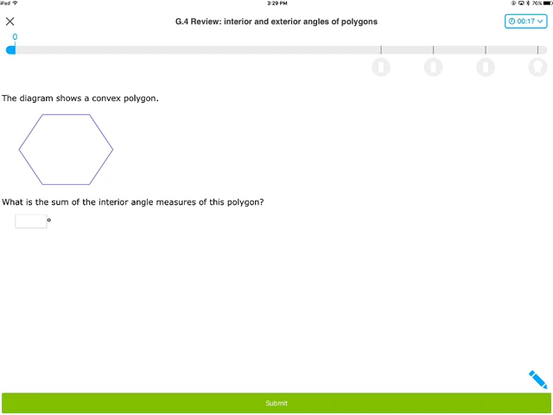Okay, so here we are in G4 in geometry on IXL. So it's kind of a mix of interior and exterior problems. So the diagram shows a convex polygon. What is the sum of the interior angles measures of this polygon? So I know that the sum is n minus 2 times 180 degrees.